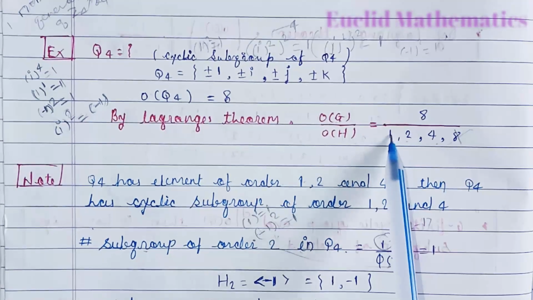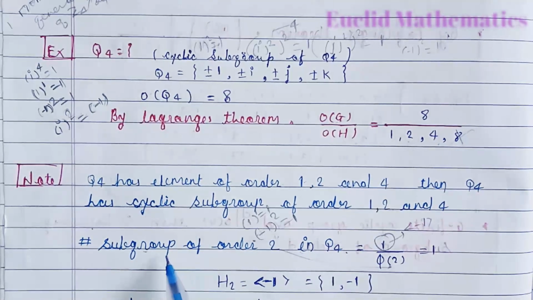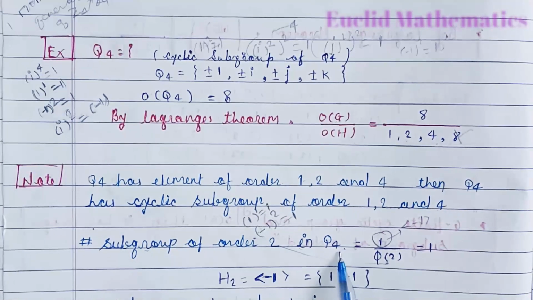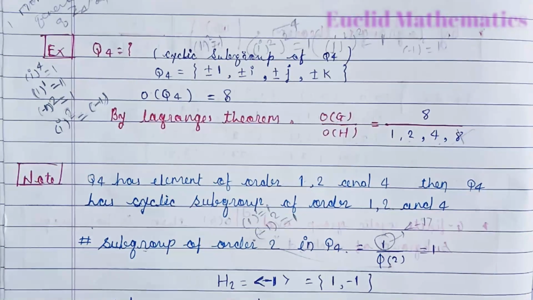So we have to find the subgroup of order 1, the subgroup of order 2, and the subgroup of order 4. Let's go for the subgroup of order 2 in Q4. We have to use the result from group theory which we use to find the cyclic subgroups or subgroups of a certain order for some element. So that result is here.